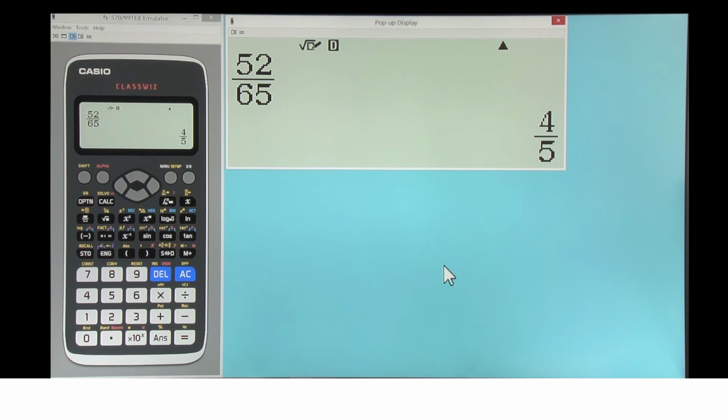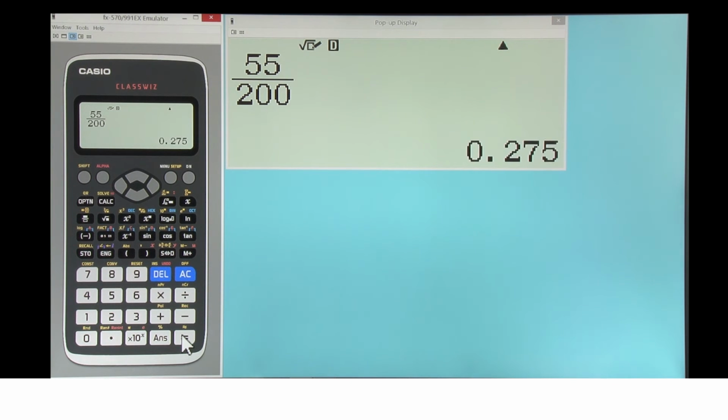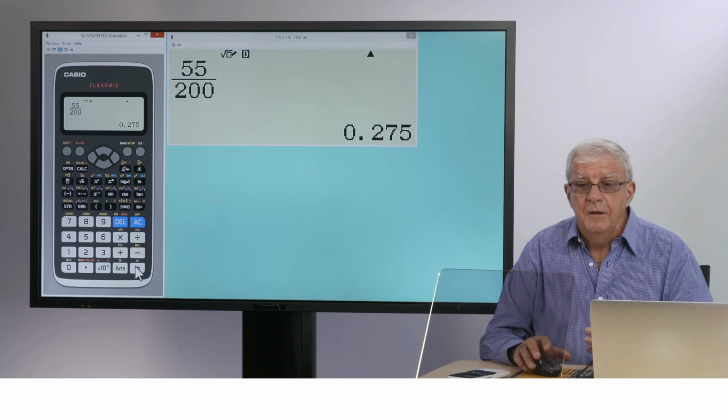Every fraction has an equivalent decimal. So if we put in a fraction, for example, 3/8, we'll get a fraction, but we can always find the decimal by tapping the S to D key. It can be inconvenient to tap the S to D key. Sometimes we might want the decimal directly. So we can use on the ClassWiz, say 55 divided by 200, and tap Shift and the equals key, which will immediately produce the decimal result.